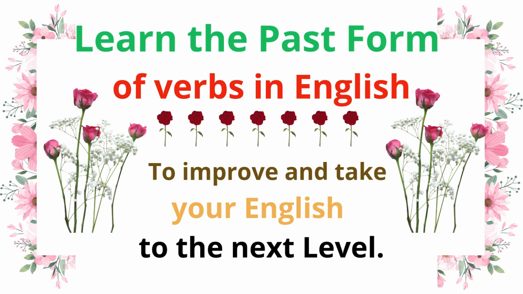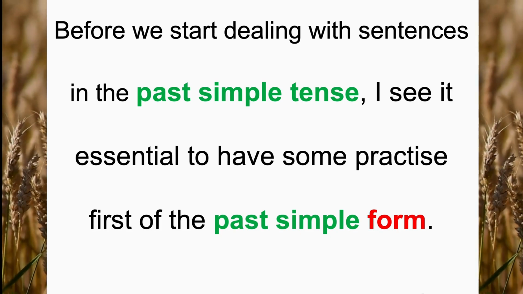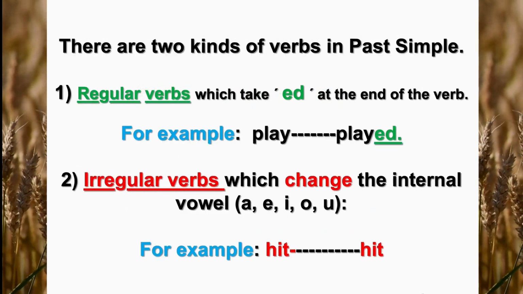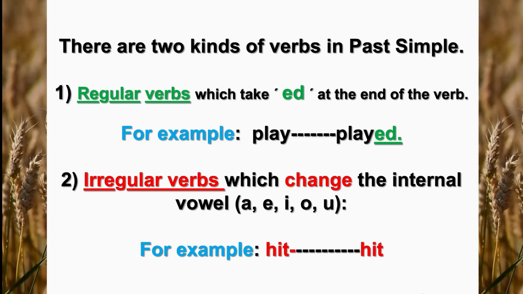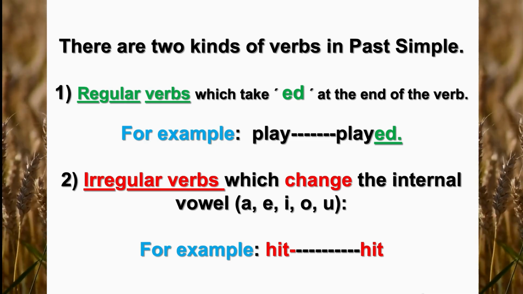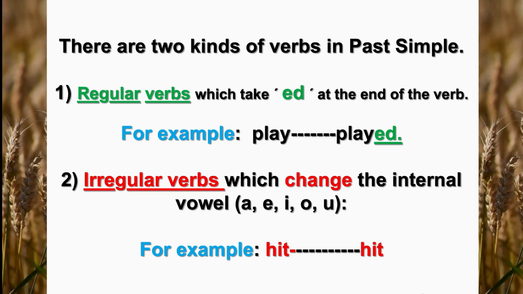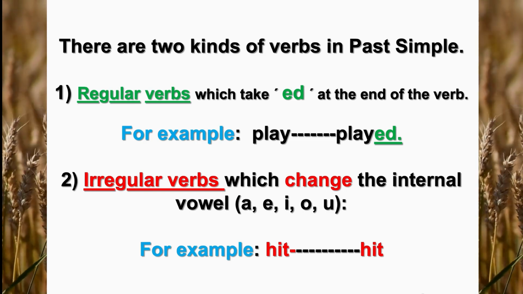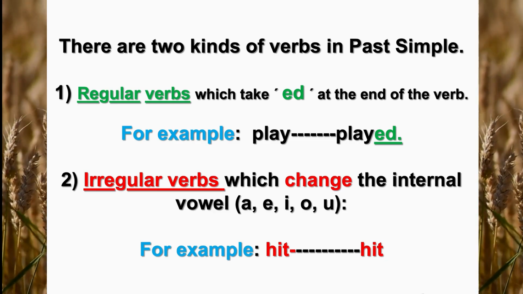Before we start dealing with sentences in the past simple, I see it as essentially important to have some practice first of the past simple form. As I said in the three previous lessons, there are two kinds of verbs in past simple in English. Regular verbs which take ed at the end of the verb, for example play, played, and irregular verbs which change the internal vowel a, e, i, o, or u. For example, hit, hit. So this verb doesn't change in the past simple.